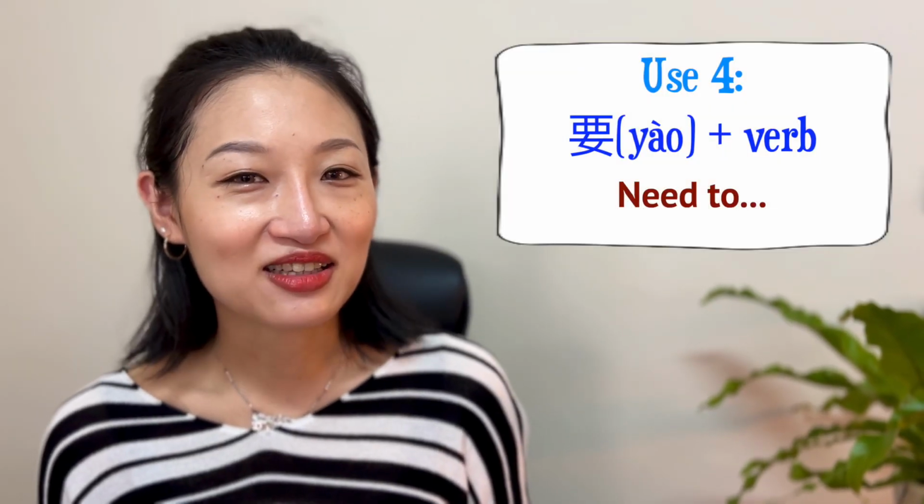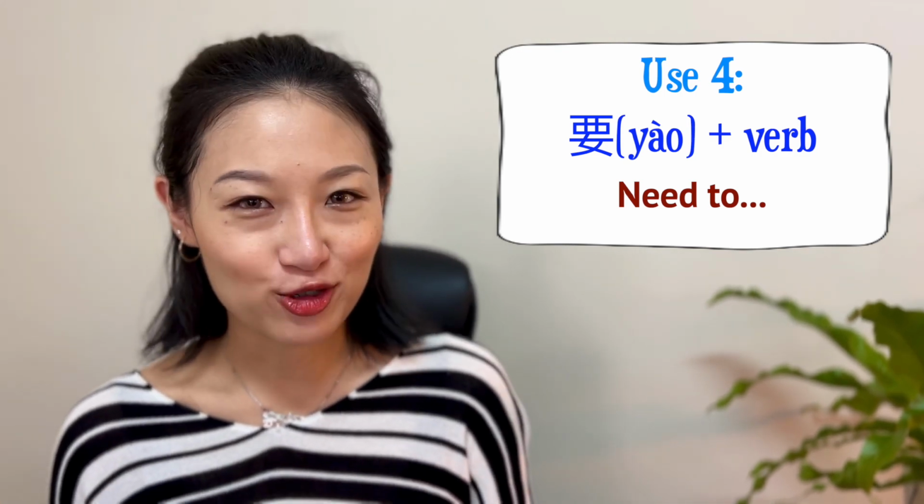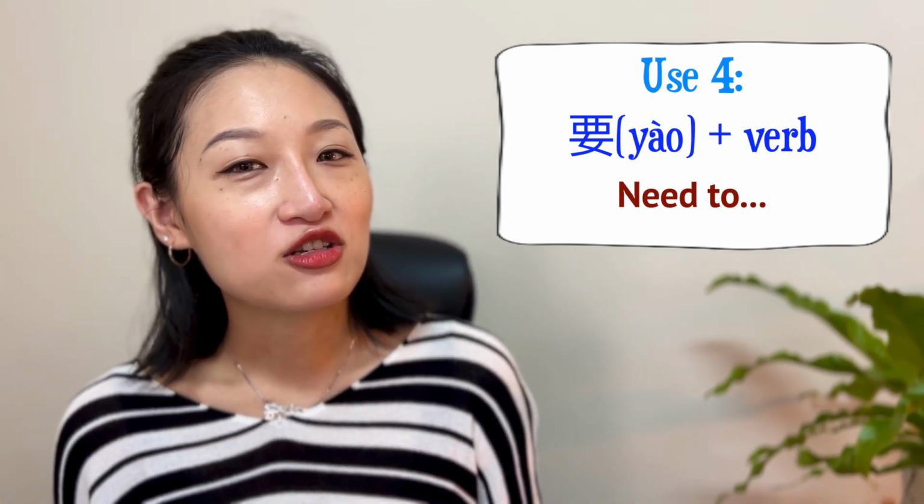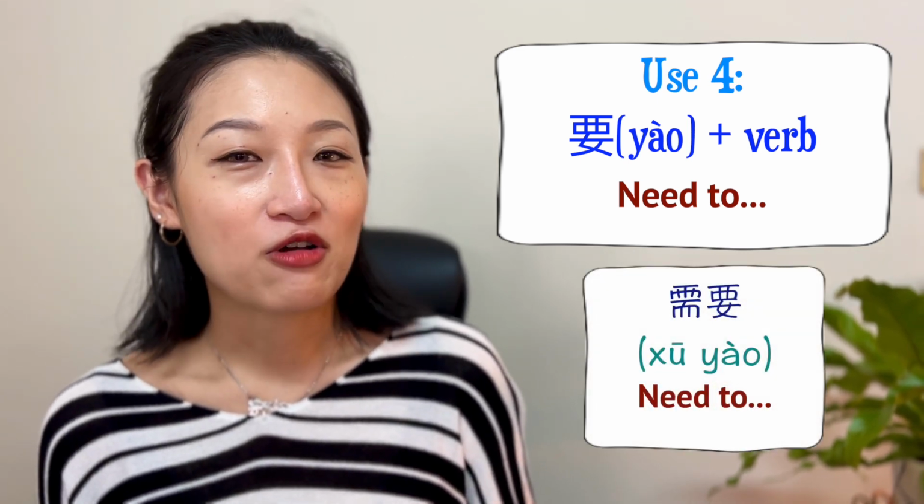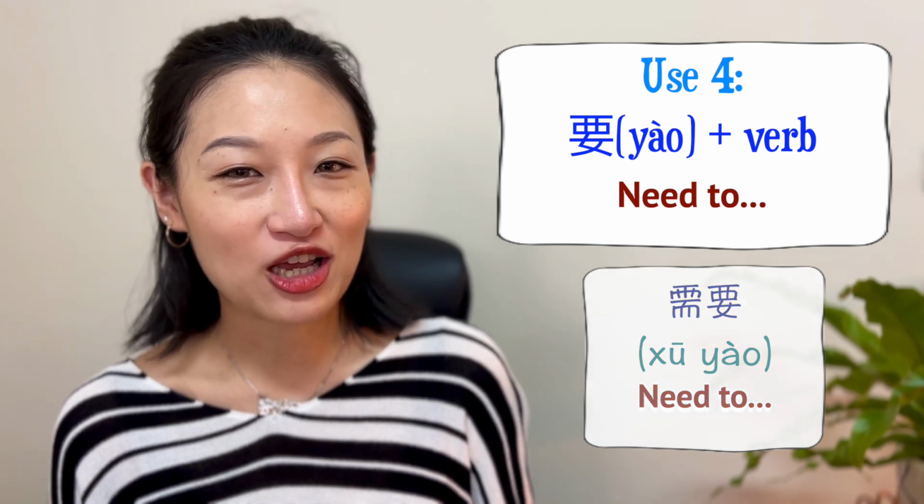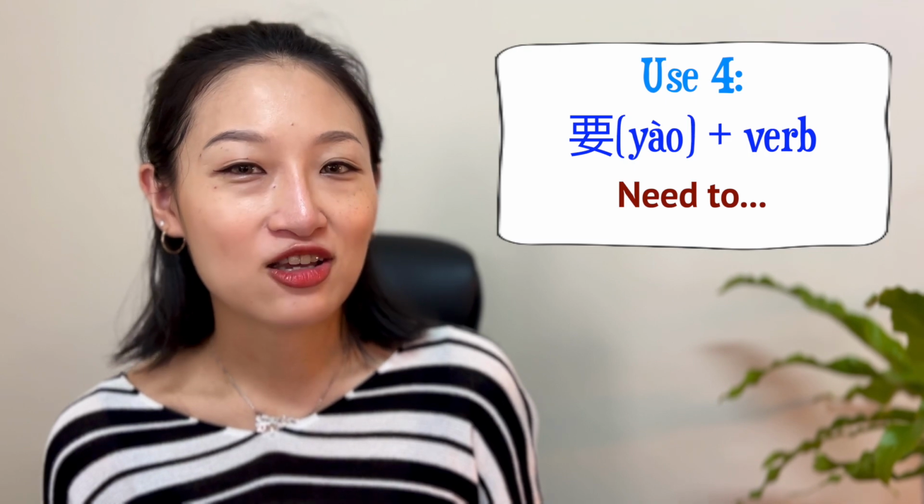要 in these clips is used as need to talk about things you have to do. You might have learned 需要 as another way of saying need to. However, as I've mentioned on this channel before, the principle you need to know about Chinese is that the shorter the better.